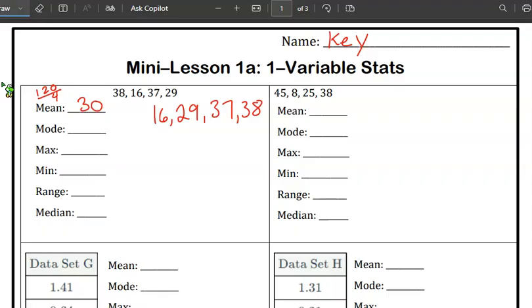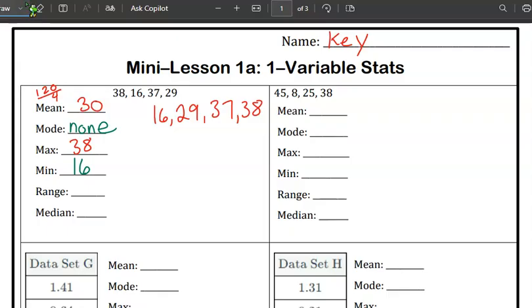Now the mode is the number that shows up the most. All of these only show up once, so there is no mode. We'll just write none. Max is the biggest number in the set, which is 38. The minimum is the smallest number in the set, 16.